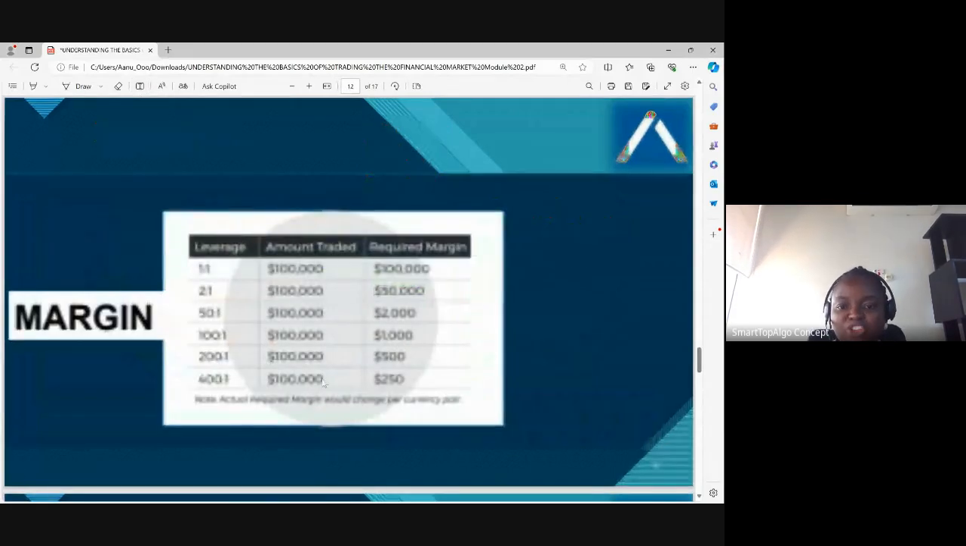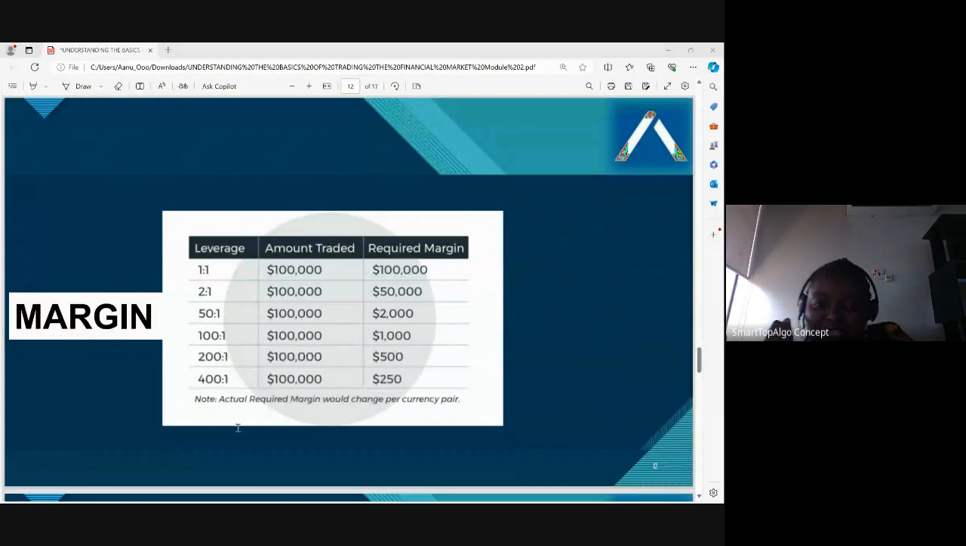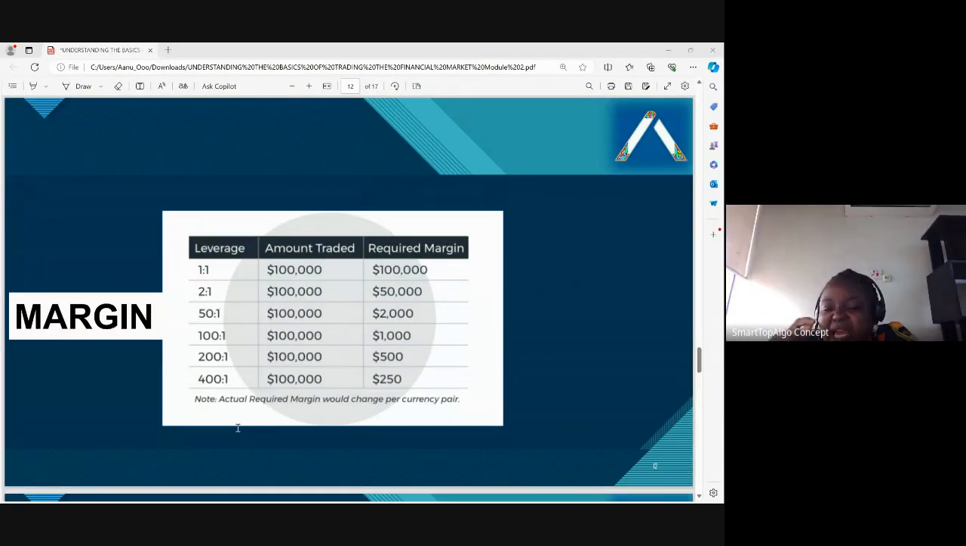Now, let's go to margin. What exactly is margin? Margin and leverage work side by side. The way margin works is this: anytime you take a position in the market, a certain percentage of your account balance will be set aside as the initial margin required for that new trade.